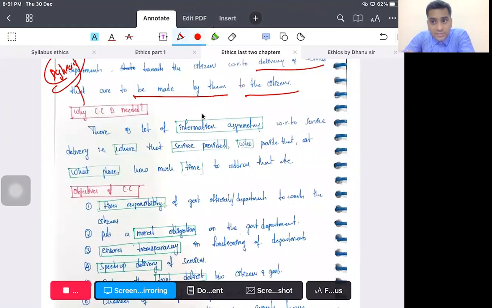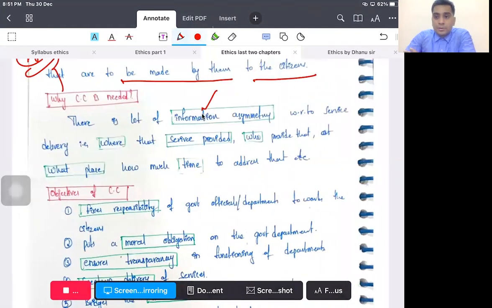Now, why is Citizens Charter needed? Again, the same story, right? There is a lot of information asymmetry with respect to service delivery. That is, where the service is provided, who will provide it, at what place it is provided, how much time it will take, right?